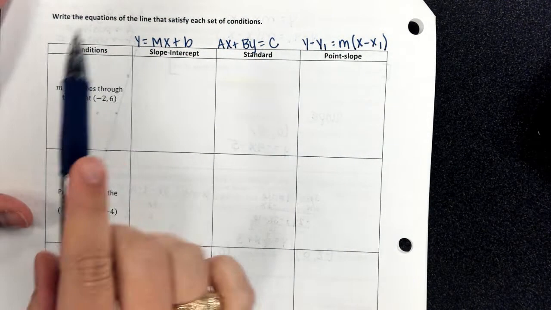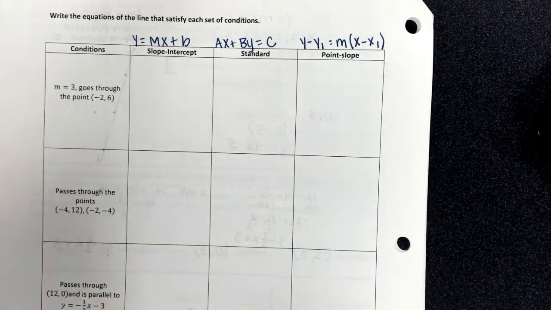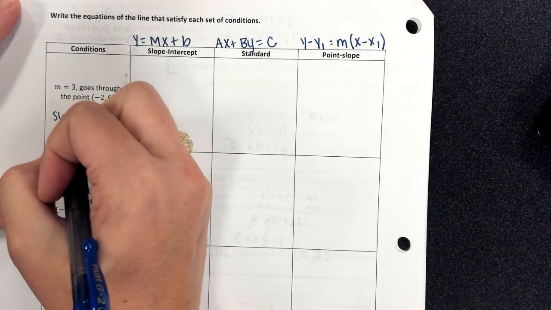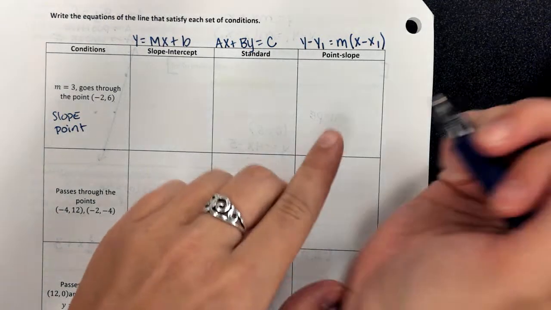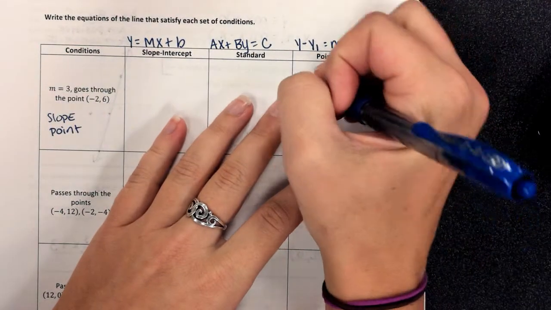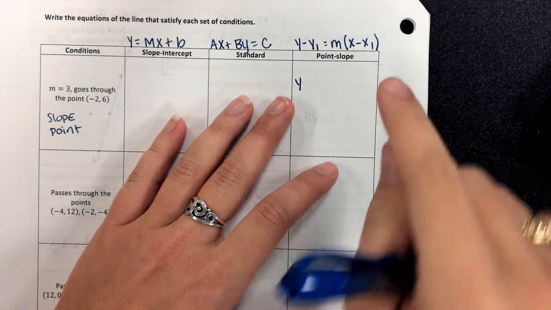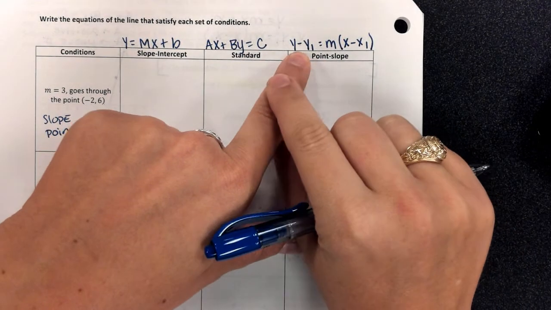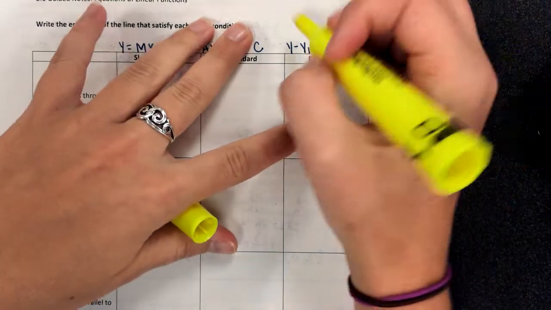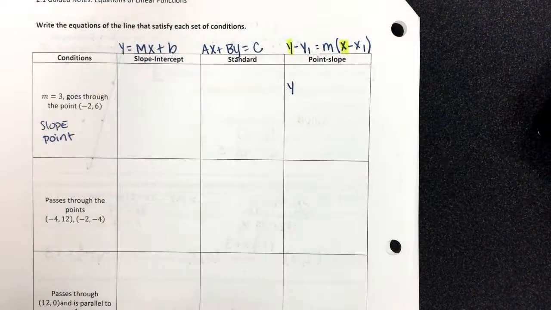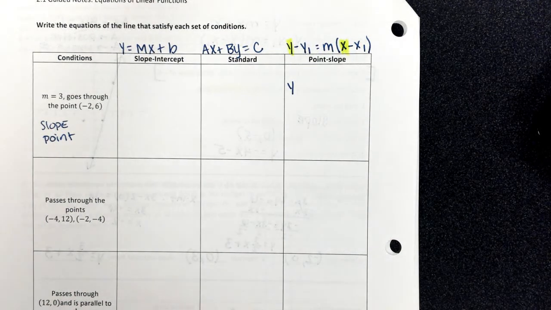So let's start here. M equals 3, and it goes through a point negative 2, 6. What 2 pieces of information did I give you? A slope and a point. Ooh, so which one are we going to start at? Point slope, okay? So y minus y1. Y'all, all that means is opposite. So watch how I read this. Y opposite y1. This y never changes. So this y and this x always have to be a y and an x. Okay, they have to. You can't change those letters.